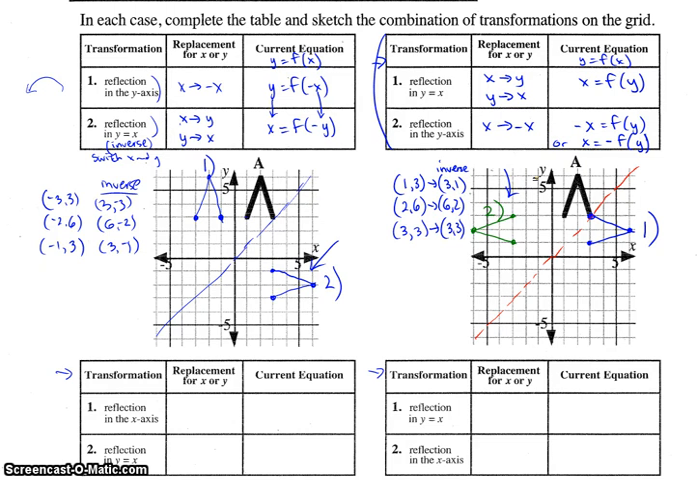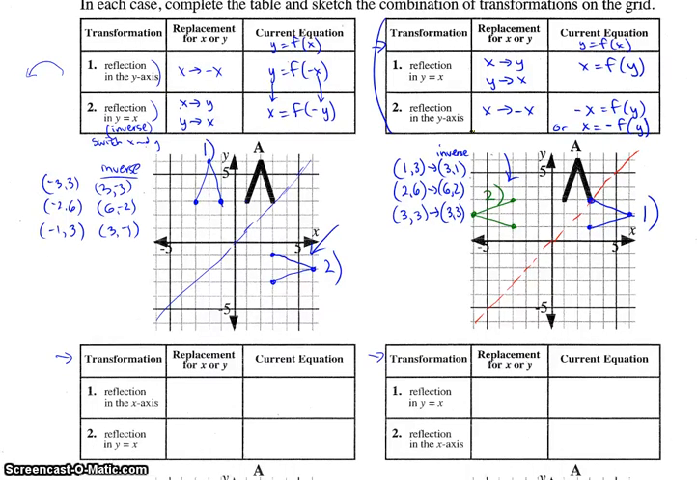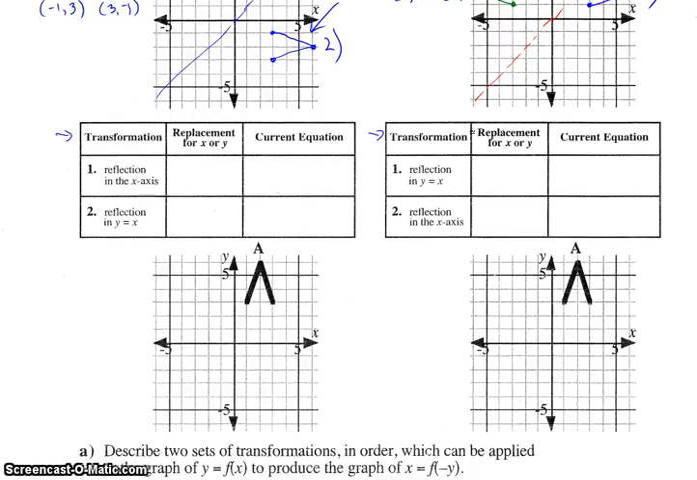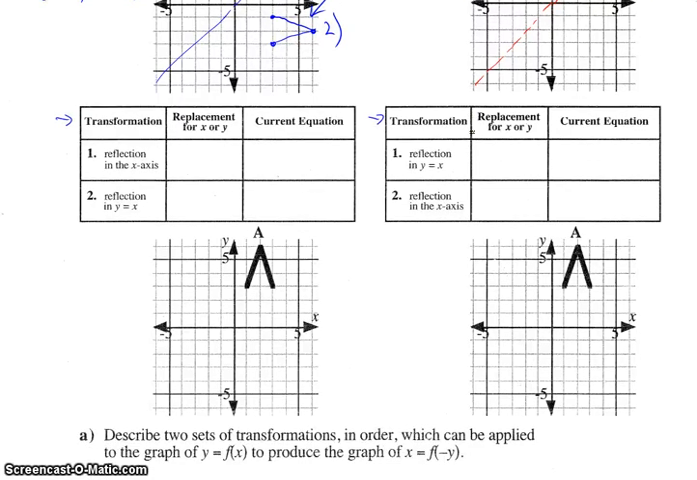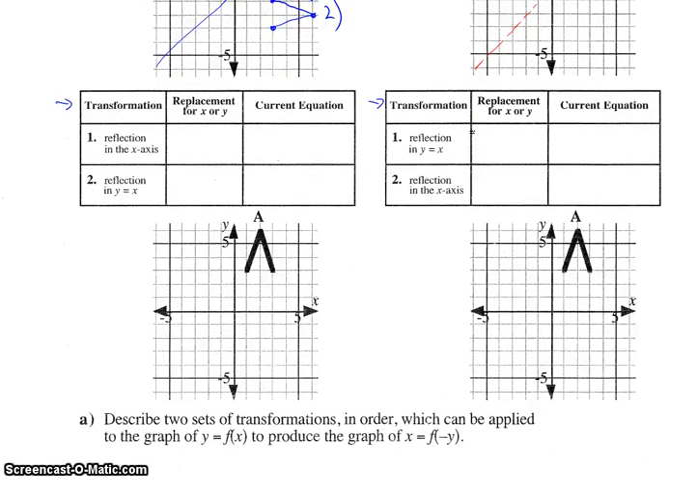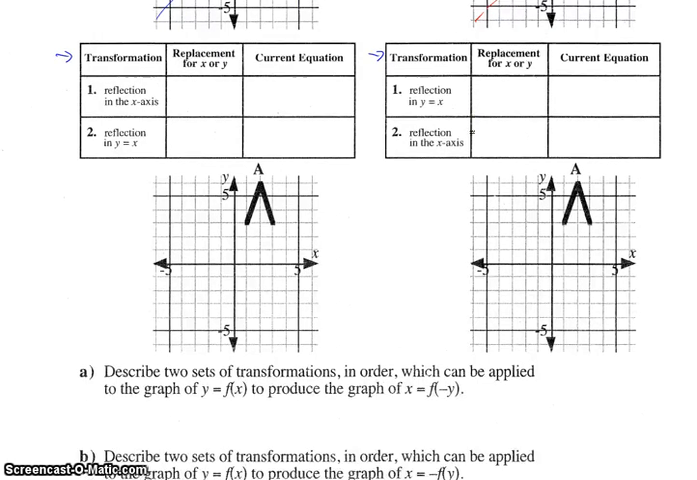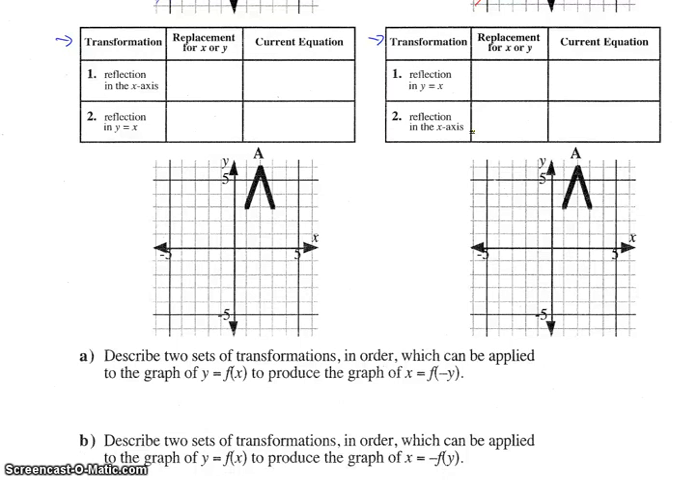So with the reflection in the line y equals x, it seems that when we combine that with reflecting in the y-axis, it does matter the order in which we do things. Okay, so please remember that. Let's take a look at reflecting in the x-axis and again reflecting in the line y equals x and see if that one makes any difference. Okay, you guys go ahead and do these two, and then we'll check and see if we have the same answer. So pause your video.